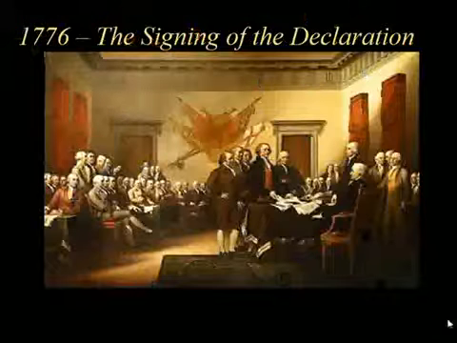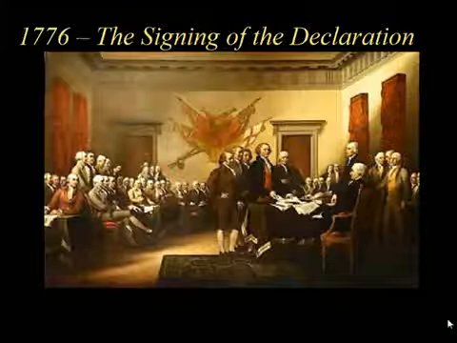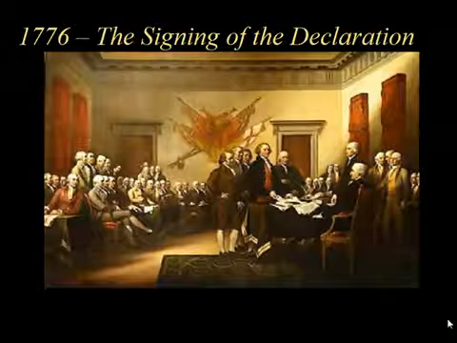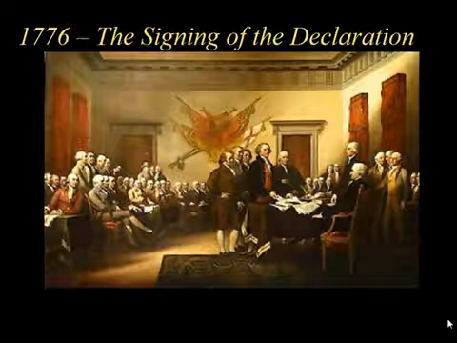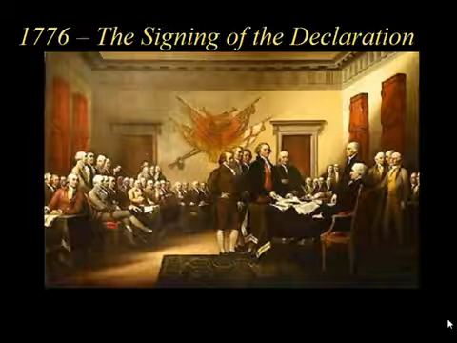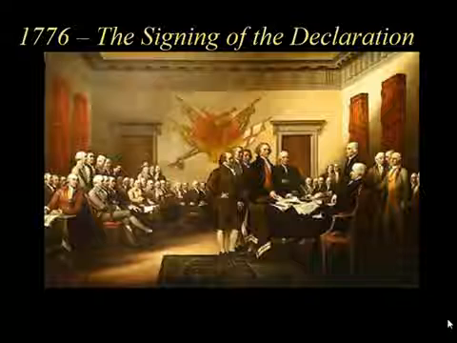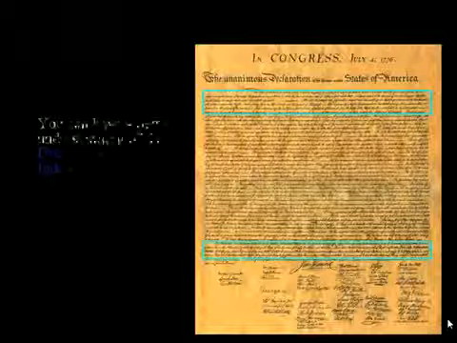So in July and August of 1776, the signing of the Declaration took place. July 4th, John Hancock signed it. A printed copy was drawn up. It was announced to the people. And on August 2nd, the rest of the 56 signers signed the Declaration of Independence to make it official.